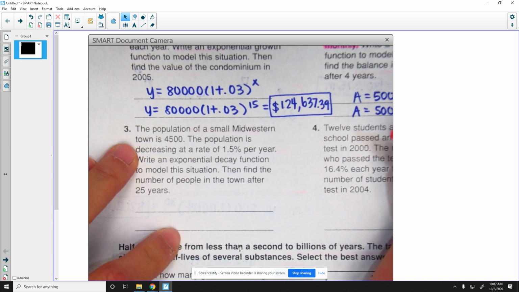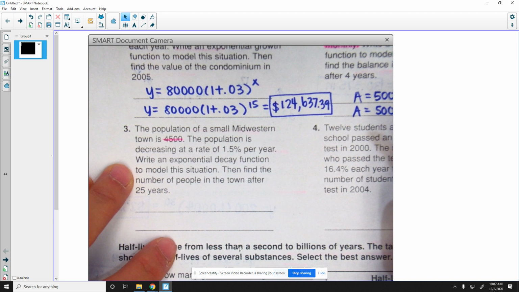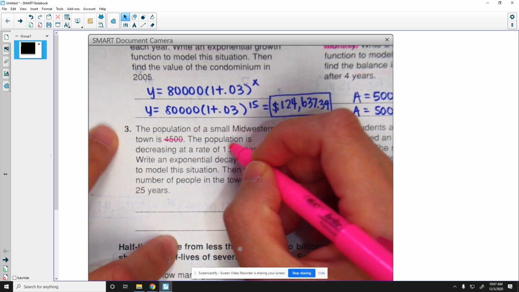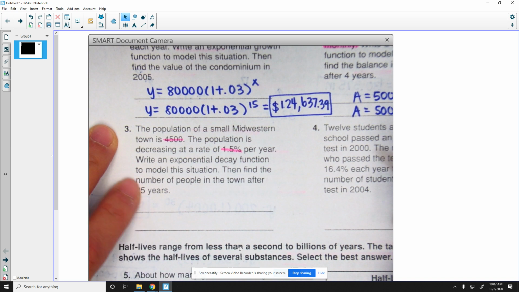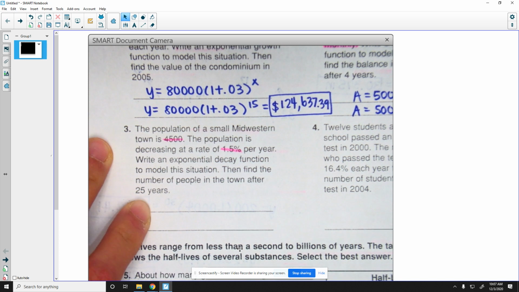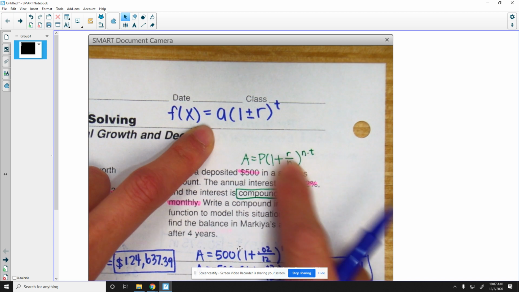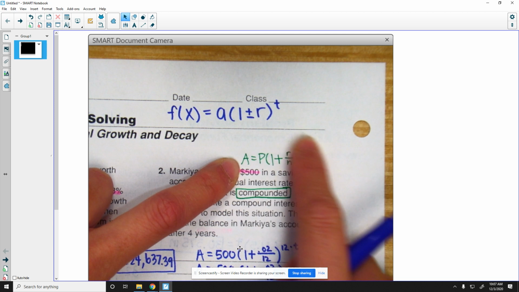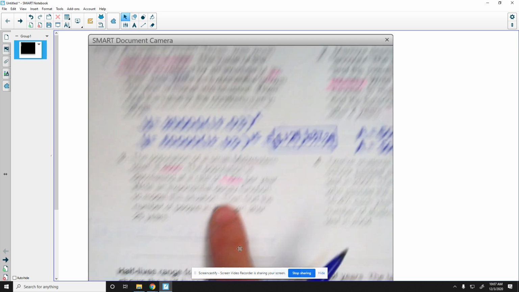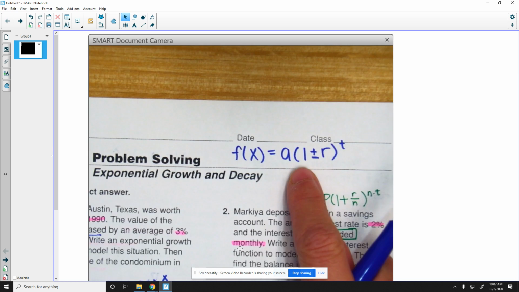All right. The population of a small Midwestern town is 4,500. The population is decreasing at a rate of 1.5% per year. Write the exponential decay function and then find it after 25 years. Reed, which formula am I using? The blue one or the green one? Remember, I'm only using the green one if they say compounded, and nowhere in here is there money and compounded. Okay, so I'm using that top one right here.